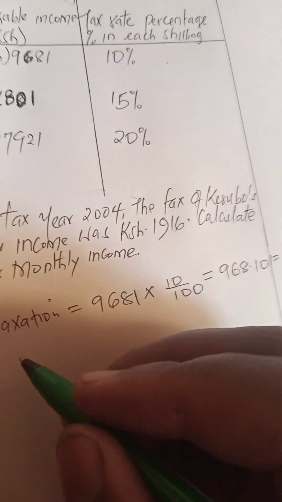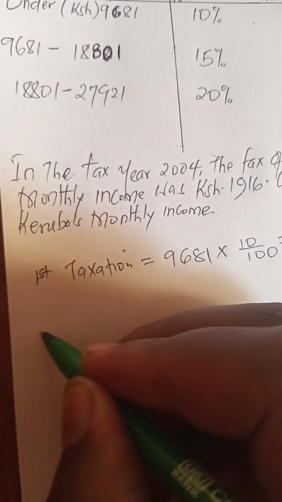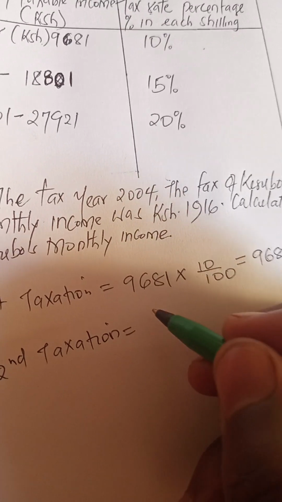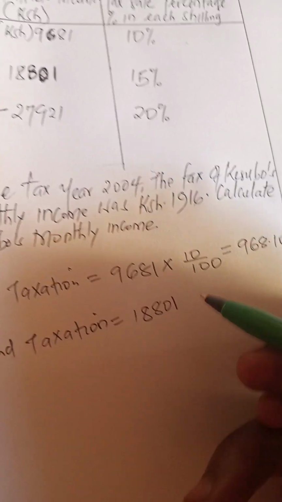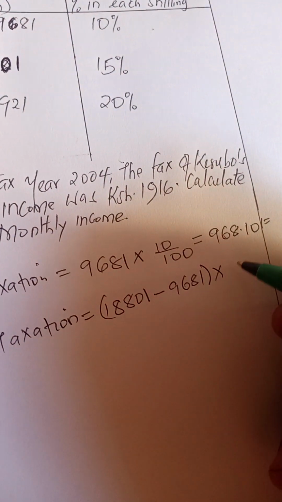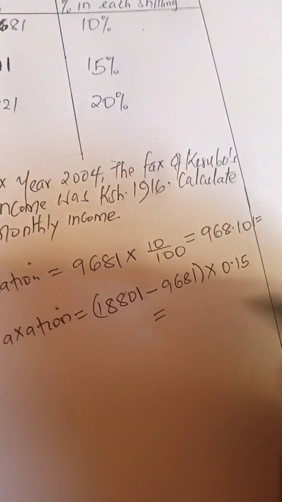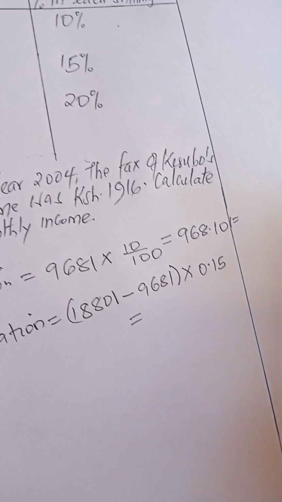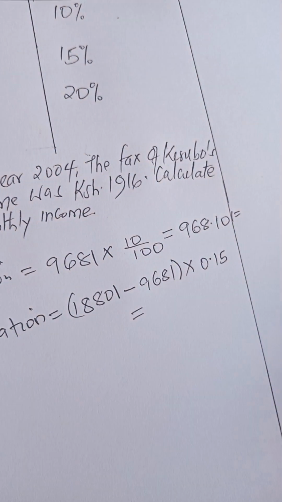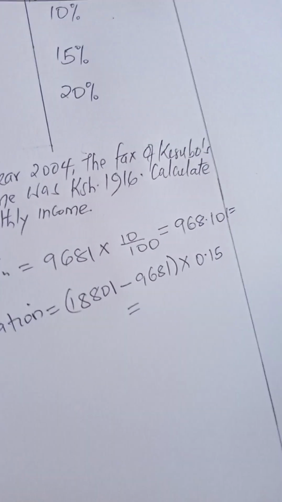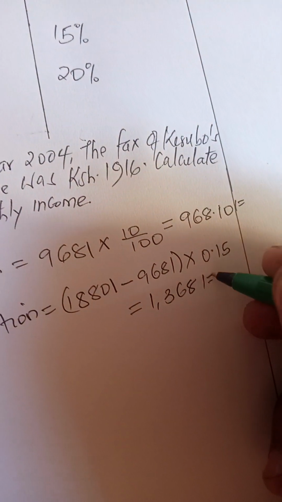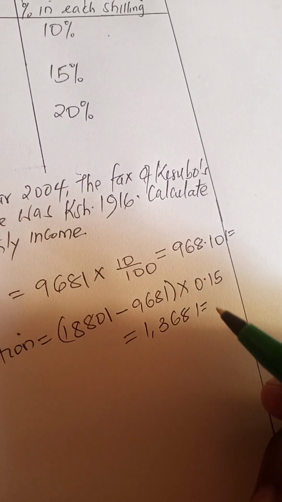Again, we go to the second taxation. We take the difference between 18,801 minus 9,681, then we multiply this by 15%, which is 0.15. What we get is 1,368 shillings.